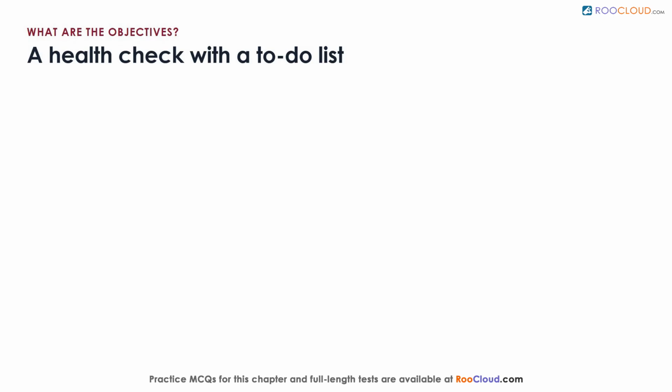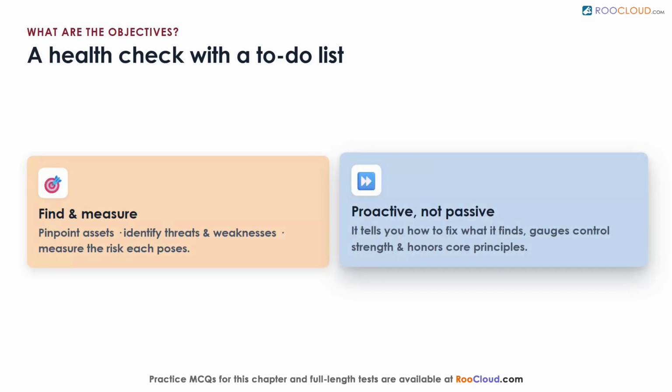So what is security testing trying to achieve? Think of it as a health check with a to-do list. It pinpoints the assets worth protecting. It identifies threats and the weaknesses they exploit. It measures the risk each one poses. And here's what sets it apart. It's proactive, not just a passive review. It tells you how to fix what it finds. It gauges the strength of your controls. And it confirms your systems honour the core security principles.